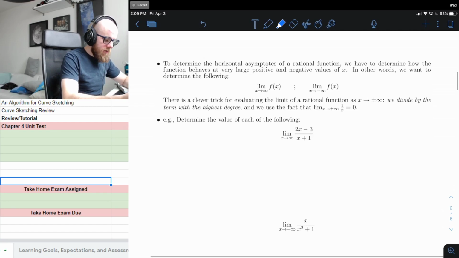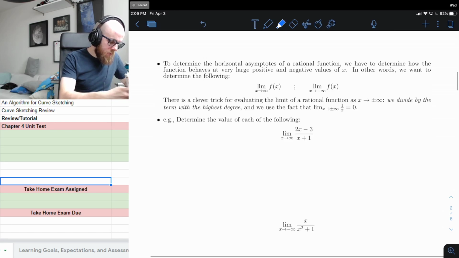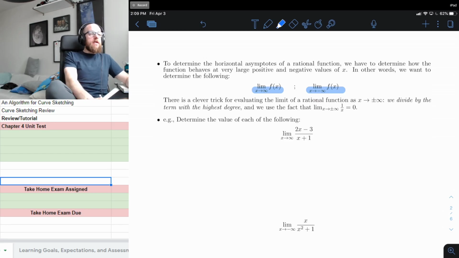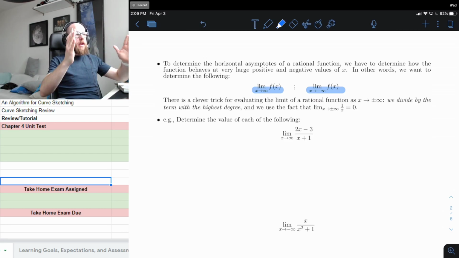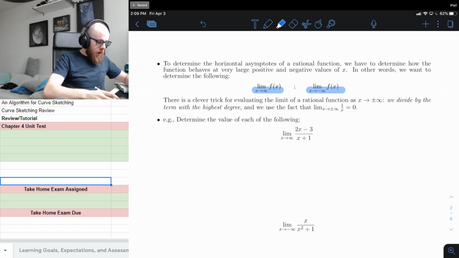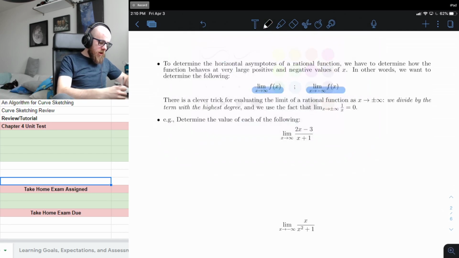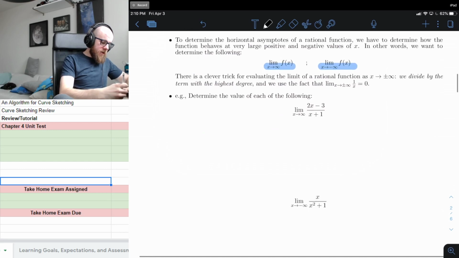Let's figure out what's happening for the horizontal asymptotes. For the horizontal asymptotes, what we're going to be discussing is the limit as x approaches infinity, or the limit as x approaches -infinity of our function. Because for the horizontal asymptotes, we want to know what's happening at very, very large x values or very, very small x values, okay? And so there's a trick for evaluating these limits, and we'll see that in these examples. The trick that we use is we divide by the highest power that's present in the expression, okay? So let's see how that's done here.